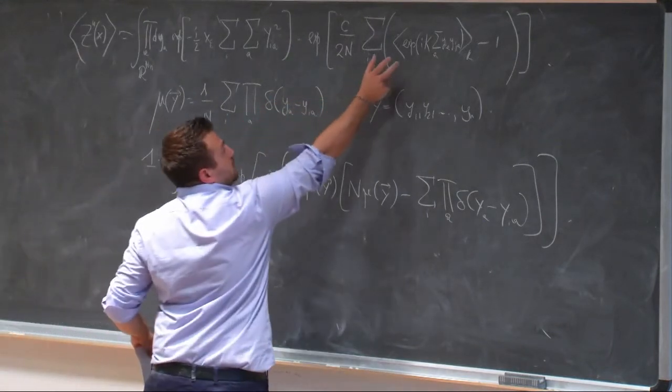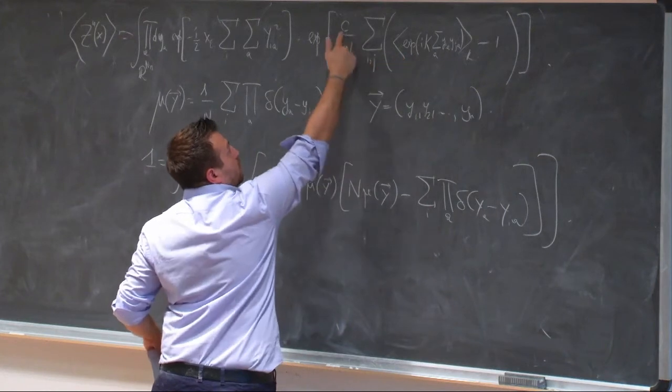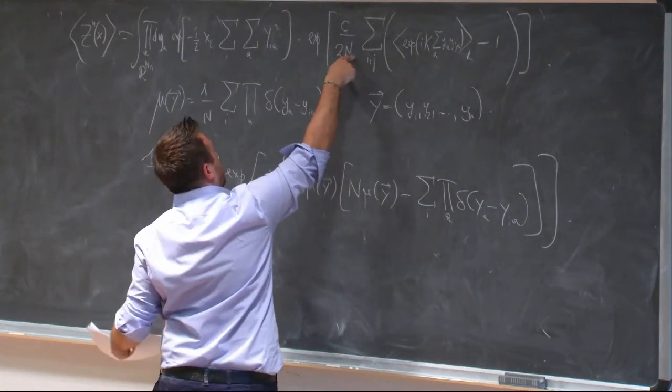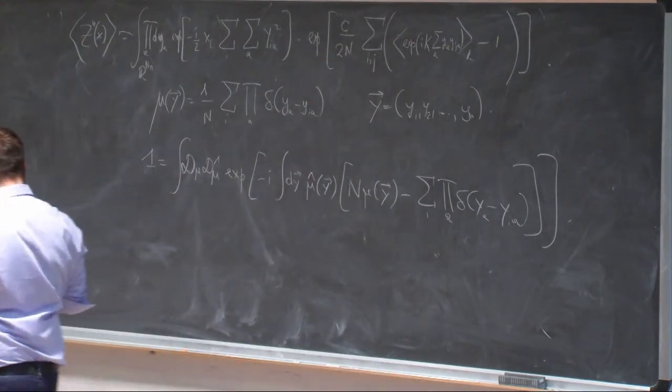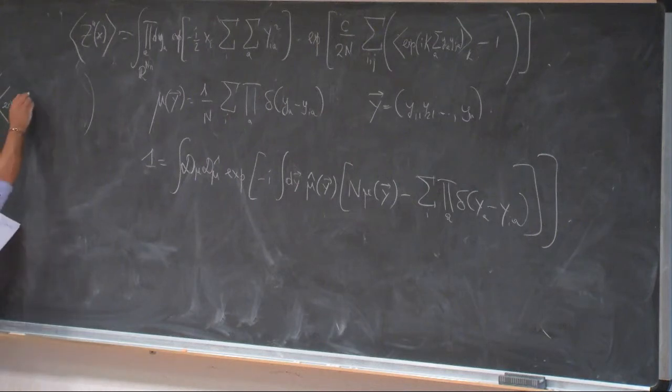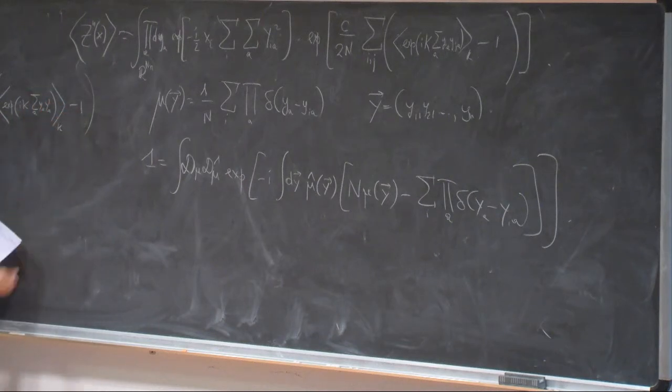Then we get a term that comes from the functional representation of this object. So here we have a 1 over n, and introducing this functional trick, the n raises upstairs, as it did in the Gaussian case. So the result is plus cn over 2, and not c over 2n, integral over dy prime mu of y prime. And then you have here exponential of i k summation over a of y_a y prime_a, minus 1.